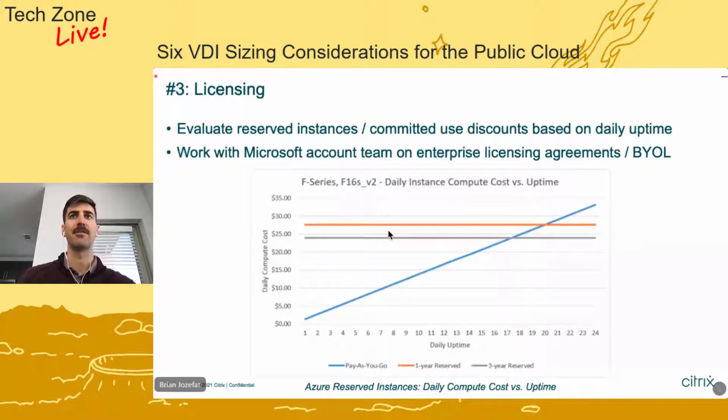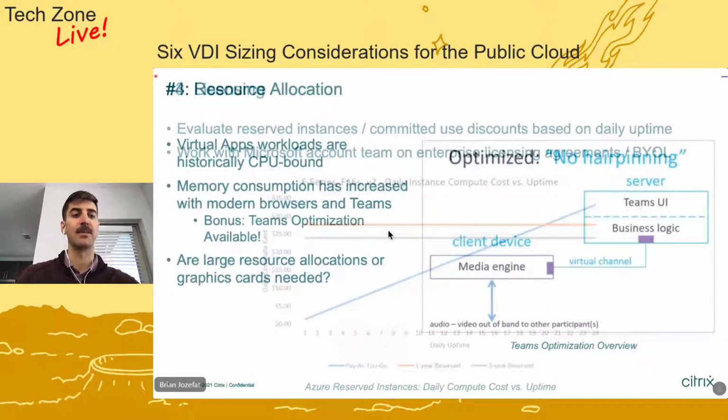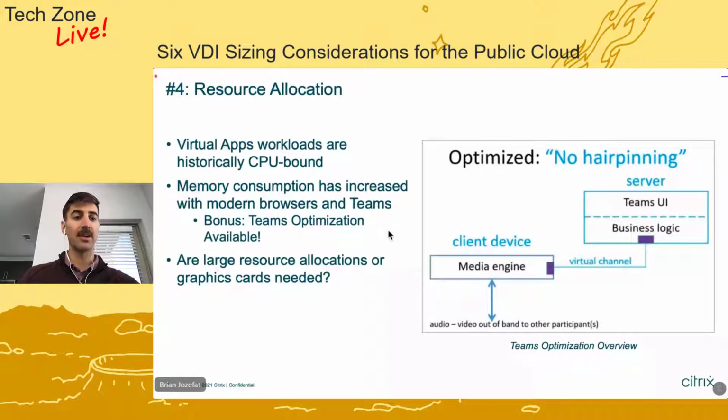Jumping into number 4 here, let's talk a bit about the resource allocation on our workloads. Historically, what we've seen with our virtual apps workloads is that they've always been CPU bound. So CPU is typically the bottleneck with our virtual apps workloads, which ultimately has led us to recommend more compute optimized workloads for those server OS or Windows 10 multi-session OS workloads.